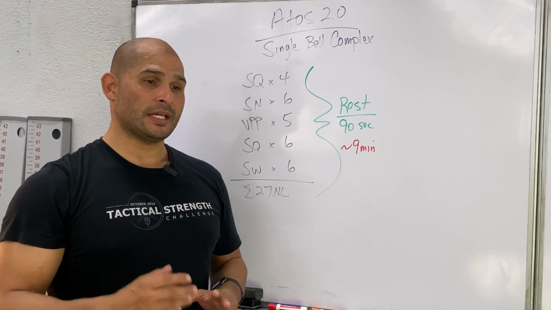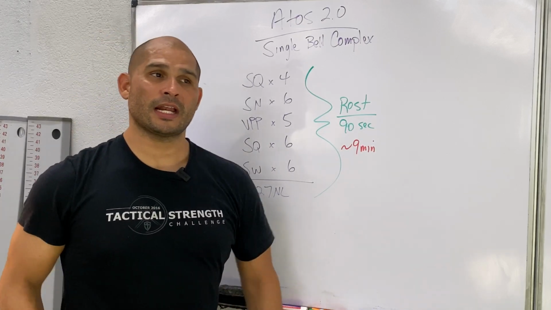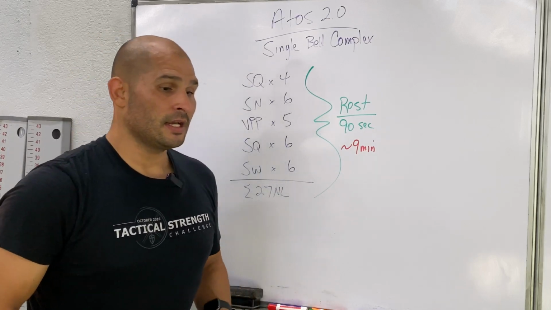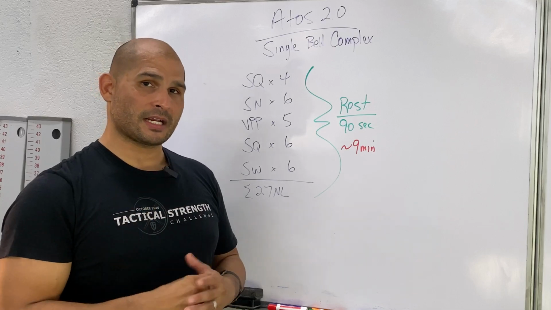Option number 2 is you do the right side, you park the bell, you shake it out for just a few seconds, and then you get into the left side. Once you complete both sides, that completes the set.